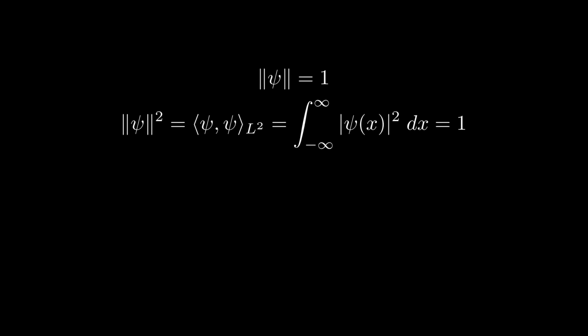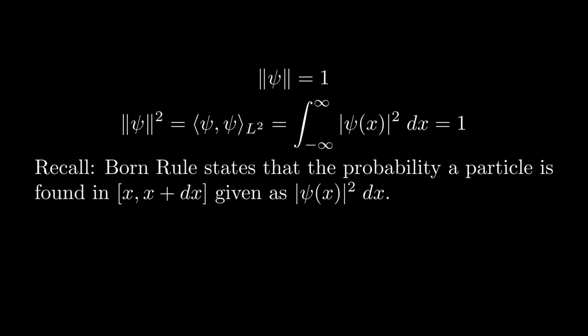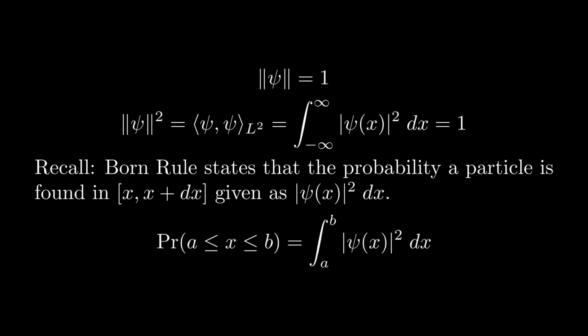If you recall from the previous video, we established the Born rule, which effectively stated that the probability of finding a particle in an interval from x to x plus dx is simply the absolute value of psi of x squared times dx. Hence, this normalization condition is the same as the typical normalization condition for any continuous probability distribution. This means, for instance, that the probability that the particle is located somewhere between x equals a and x equals b is simply given as the following integral.